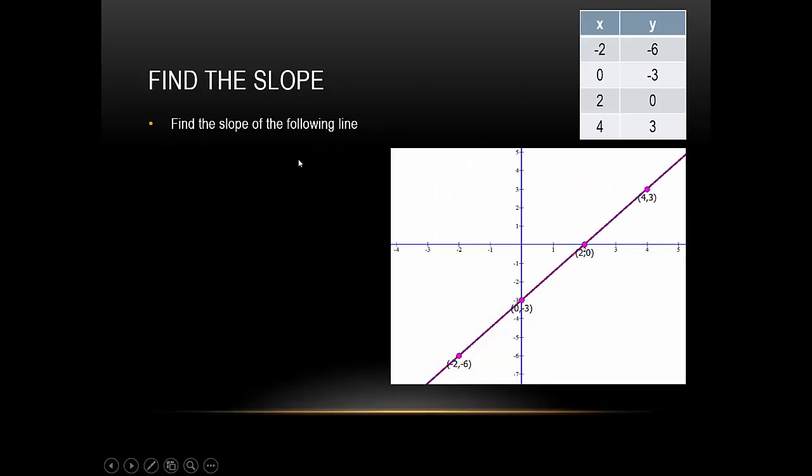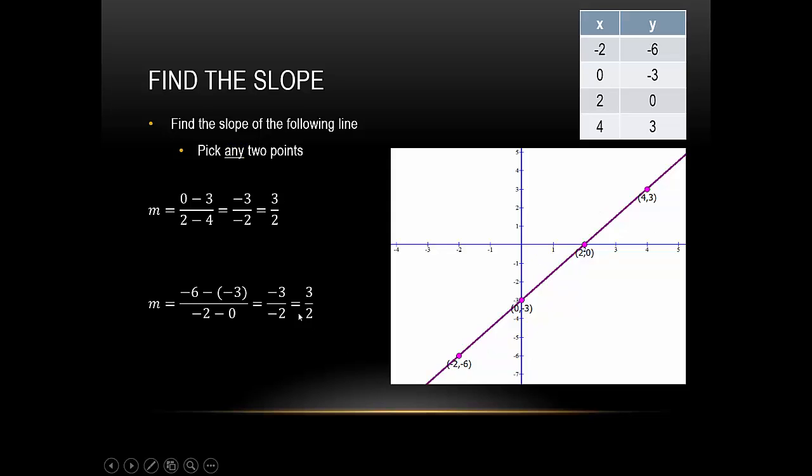So if I told you to find the slope of the following line and you had all these data values, you could pick any 2 points because this is a line and it's constant. I could pick 2 different points, and then I could find my change in y over my change in x, and I would get my slope.